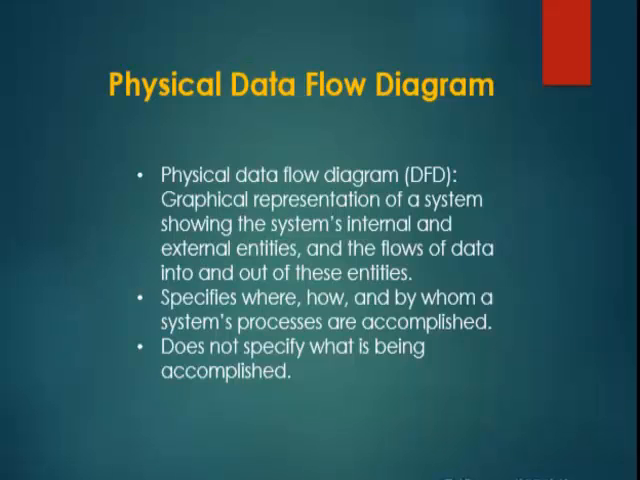Physical data flow diagrams are graphical representations of a system showing the system's internal and external entities, and the flows of data into and out of these entities. It specifies where, how, and by whom a system's processes are accomplished, but it does not specify what is being accomplished.